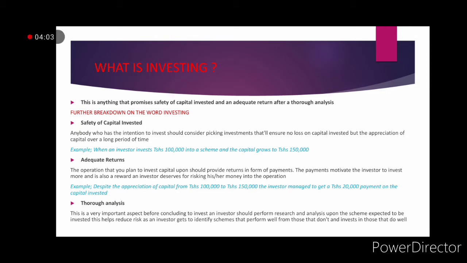So, giving you an example, relating to the previous example, despite the capital appreciation from 100,000 to 150,000 shillings, the investor managed to get a 20,000 shilling payment on the capital invested. However, these adequate returns are more based on what you've invested.